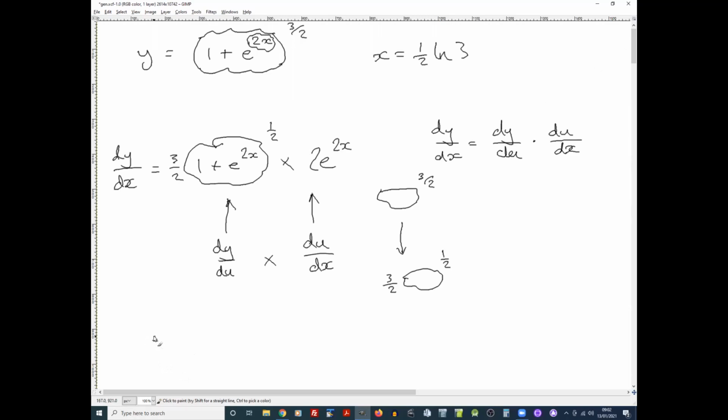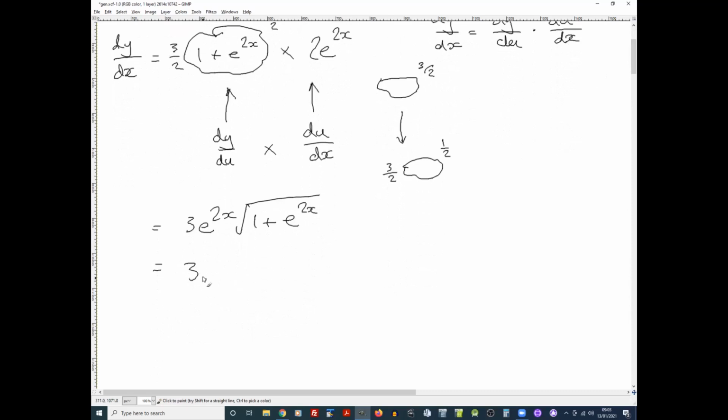So when you put the 1/2 log 3 in. Oh, I see. So that wasn't a problem. It was just subbing that in, was it? Yeah. So really, we've got 3 e to the 2x, root of 1 plus e to the 2x, which equals 1/2 log 3. So 3, 2 times 1/2 log 3. Fair enough? So far? 1 plus e to the 2 times 1/2 log 3.